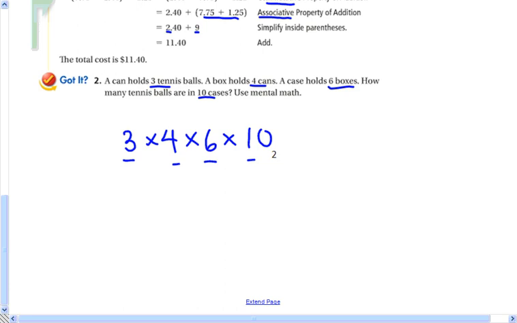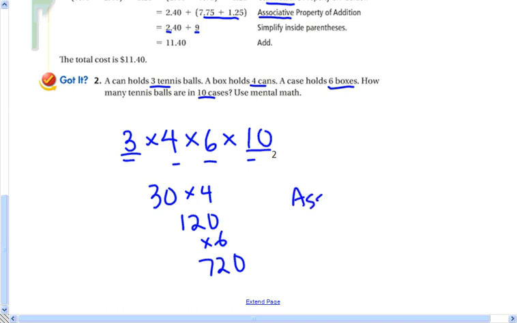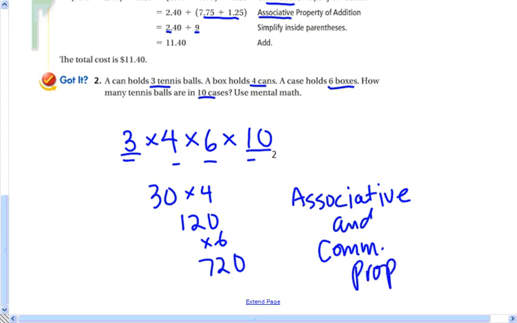And so, in my head, I'm thinking, well, let's see, we have 10, and times 3 is 30, and then 30 times 4 is 120, and then 120 times 6, 12 times 6 is 72, so adding the 0 makes 720. And by switching these around and choosing the ones that I want to multiply first, that's using the associative and commutative properties of multiplication.